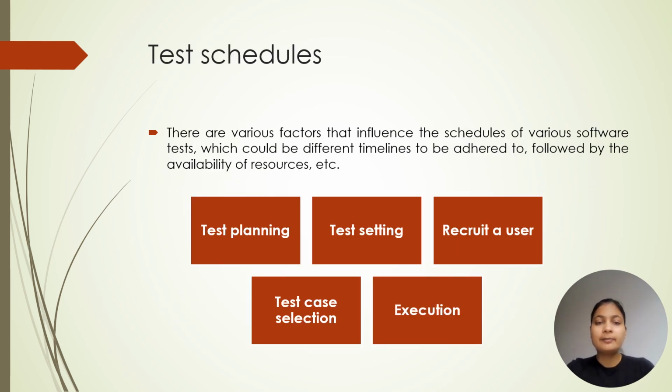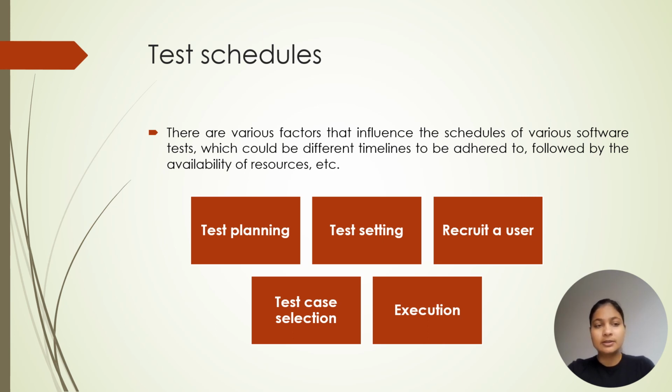My ninth slide represents the test schedules. There are a total of five test schedules. Number one is test planning. Test planning involves the planning of the testing which is related to the timeline. Second is test setting. This involves the setting up of an environment or an atmosphere that is required to test any software system. Third is recruit a user, which means testing must be done by the user.